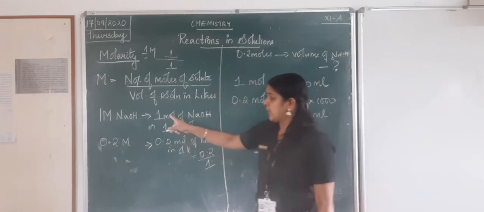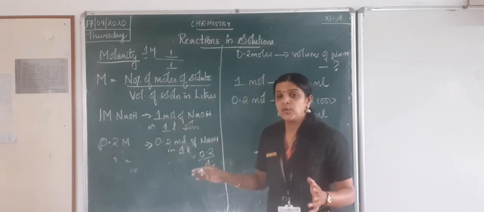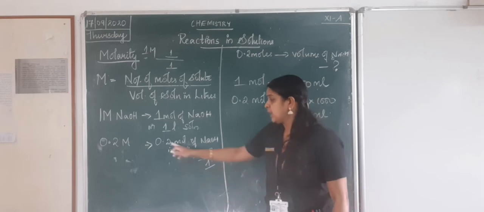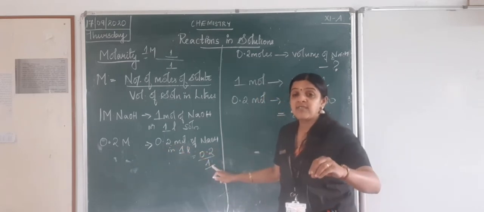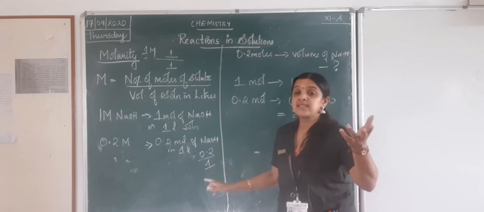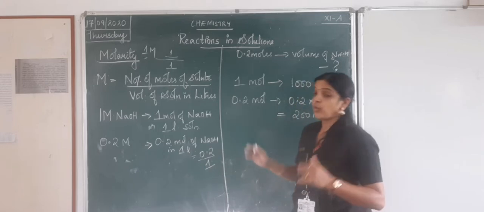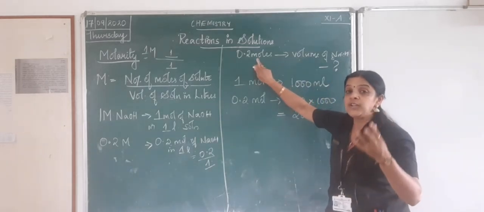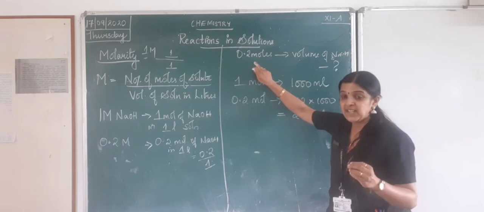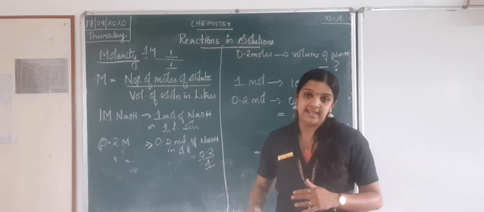But if 1 mole is dissolved in 1 liter of NaOH solution, it is okay. But 0.2 moles, can it be dissolved in 1 liter of solution? That makes the concentration of the solution a big difference. So what should I do now? I need to calculate how much volume of NaOH I need so that I can make up the solution to 1 liter.